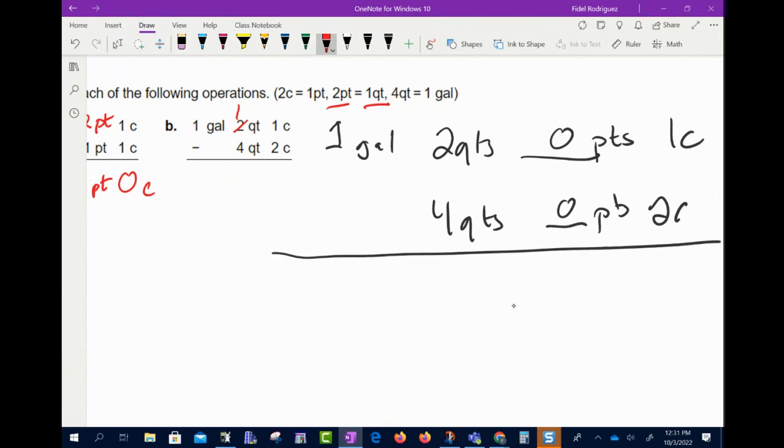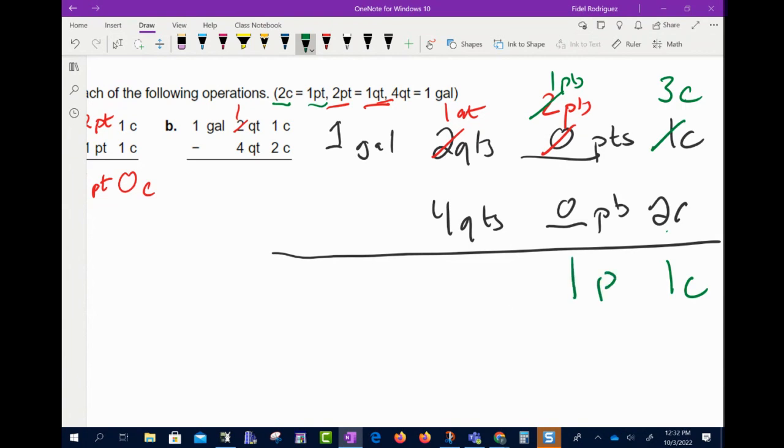So like I said before, I'm going to borrow from the quarts. So that's going to leave me with 1 quart. But I know that 1 quart is the same thing as 2 pints. Now, just like we did before, I'm going to borrow from the pints. 1 pint is the same thing as 2 cups. Well, I already have a cup here. Doesn't that give me a total of 3 cups now? And now we can subtract. So 3 minus 2 is going to give me 1 cup. Now, 1 pint minus no pints is still going to leave me with 1 pint, right?